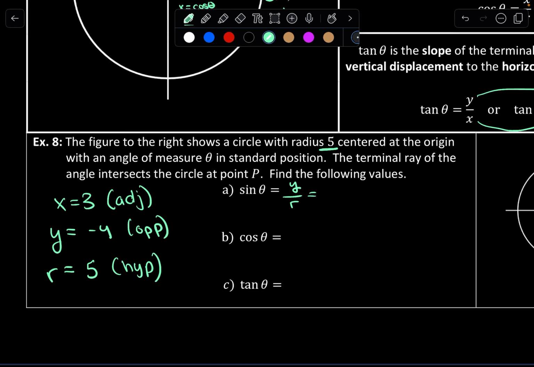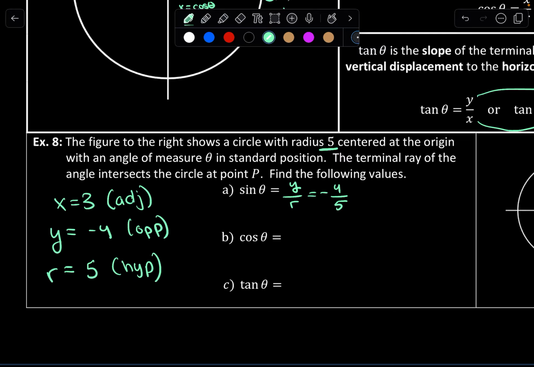Now in previous cases, we could rely on just using the y coordinate because our r was always equal to 1. So we never really talked about writing anything for the hypotenuse because it was just 1. We only needed to focus on the numerator. But now that the radius will not always be 1, we have to make sure that we include that in our ratios. So y is equal to -4, and then r is equal to 5. Therefore, sine theta is equal to -4/5.